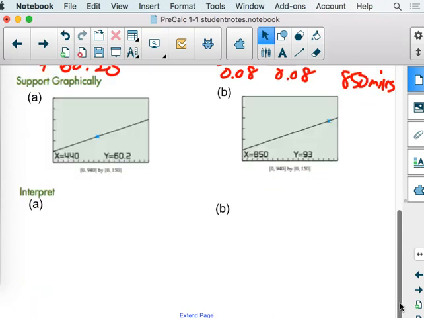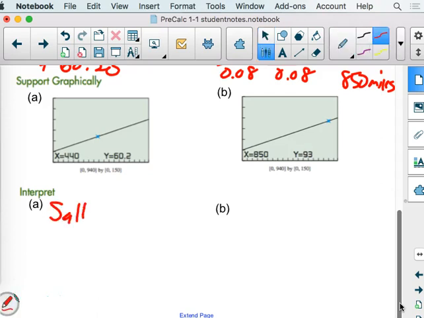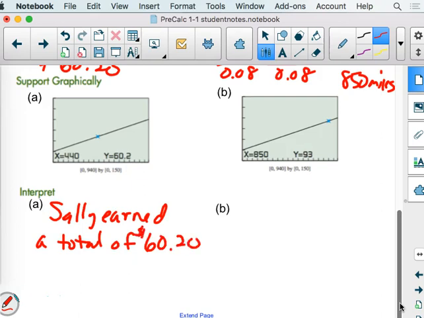And the last step is to tell somebody what you found when you did this problem. For A, it was how much did the auto manufacturer pay Sally to drive 440 miles in a day. So we would want to say something like, Sally earned a total of $60.20 for driving 440 miles. Just kind of put it all together.